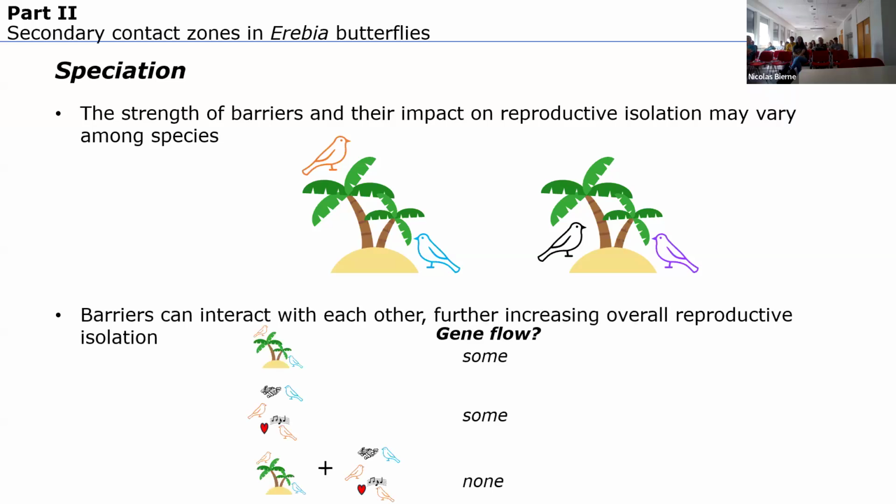Similarly, barriers can interact with each other and further increase the overall degree of reproductive isolation. So if you only have habitat isolation, you may reduce gene flow to some degree. When adding mate choice to it, this may potentially reduce gene flow much more. And this is what we try to understand in our systems: what are the barriers and how do they interact?